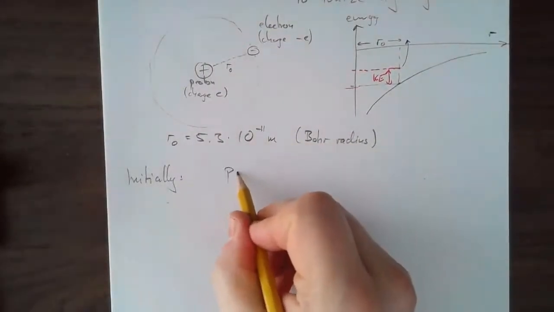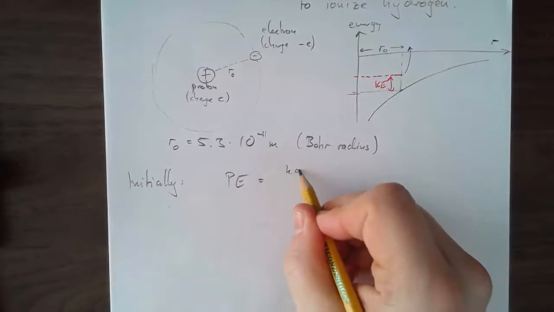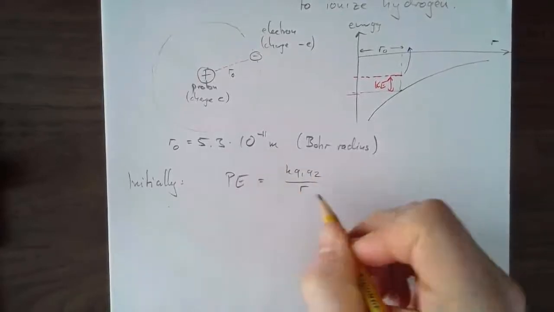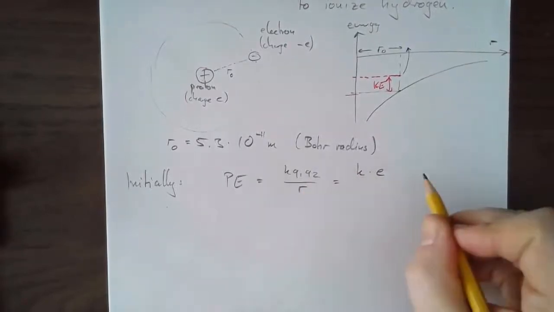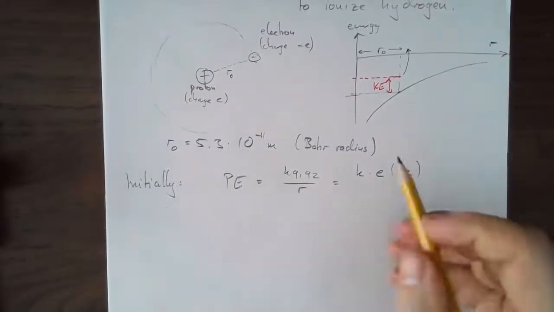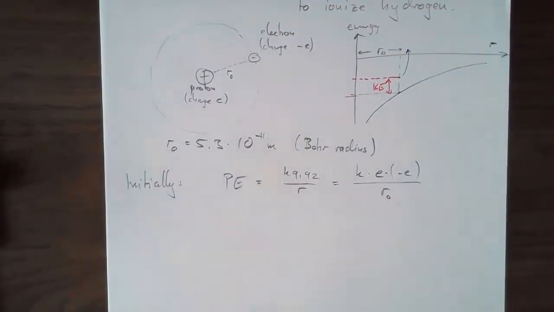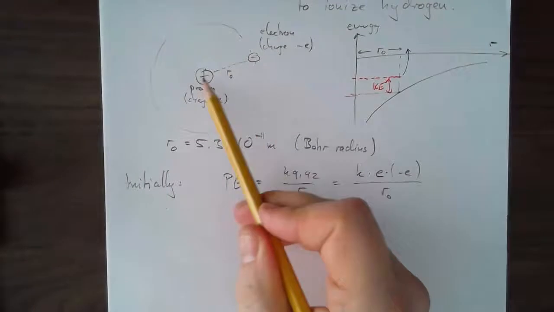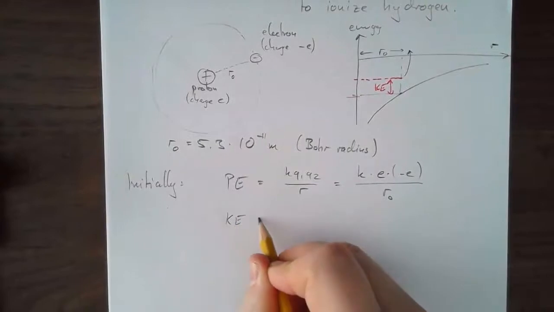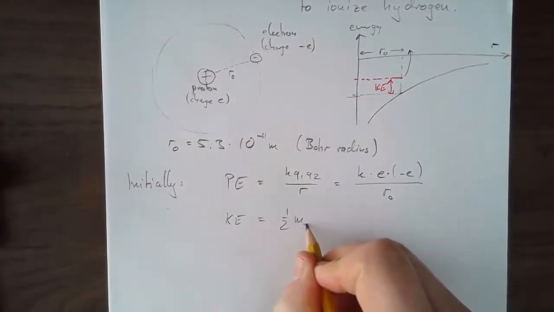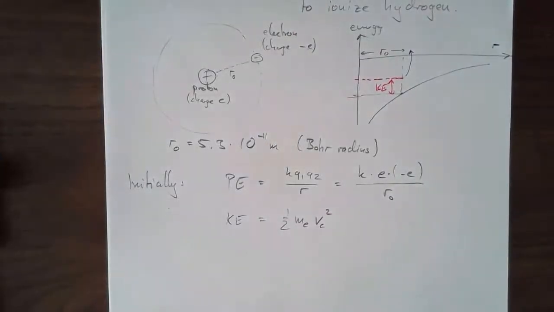Well, the electrostatic potential energy is K Q1 Q2 over R. In our case, that is K times E for the proton, minus E for the electron, so minus K E squared divided by R0, that initial radius. But there's also kinetic energy because the electron is moving, right? So 1/2 mass of electron times V of electron squared. Okay, how do I deal with that?